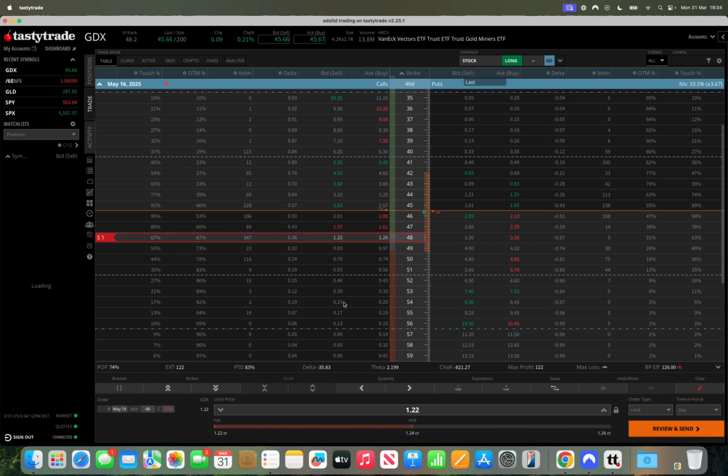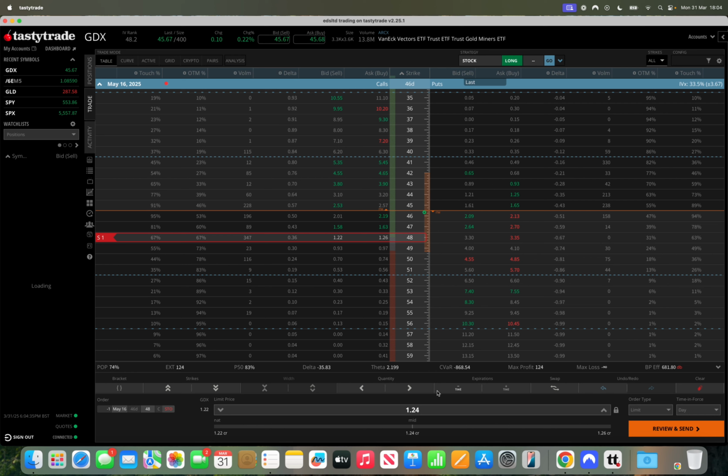So if we were to flip this, now our POP is 74%, because look at our win conditions, right? If price goes lower, we win. If price stays higher, if price is where it is, we win. If price goes higher but not too high, we win. We only really lose if price goes above 49.22 or 49.24, because that's what we would be collecting here.